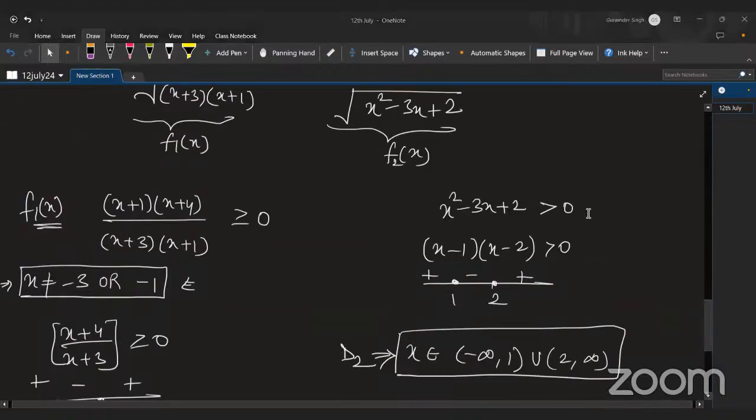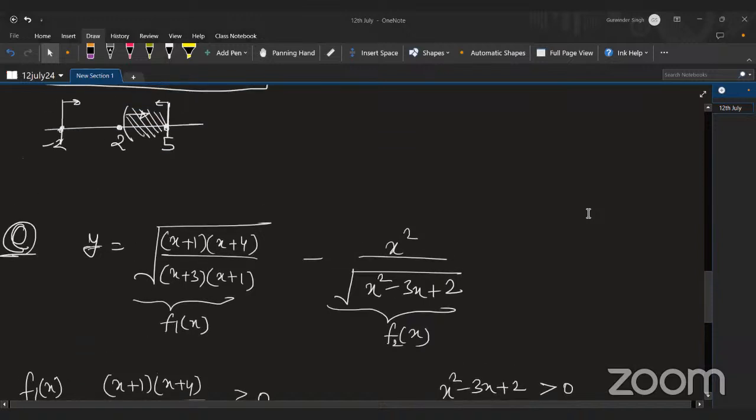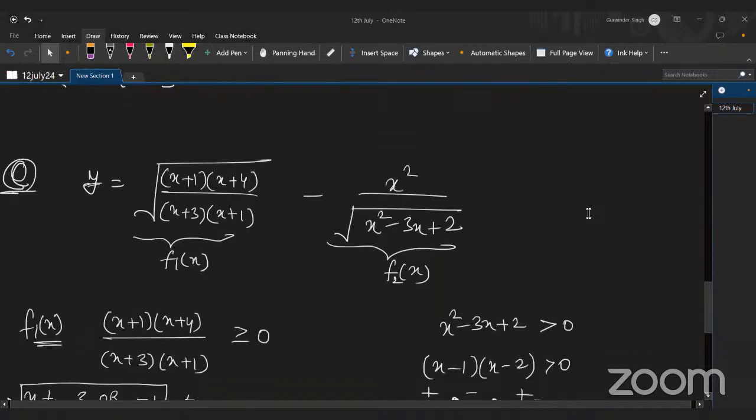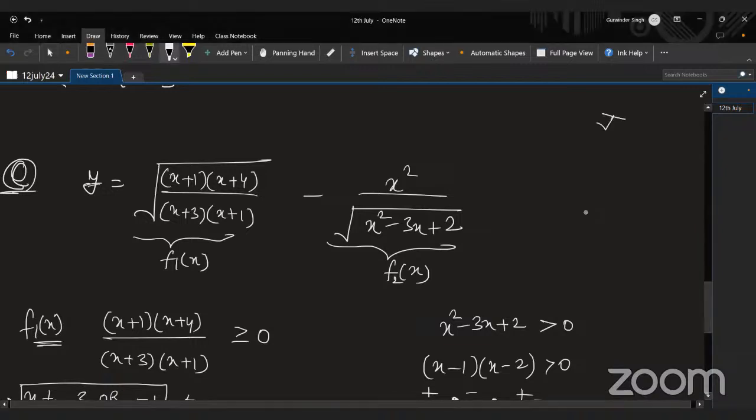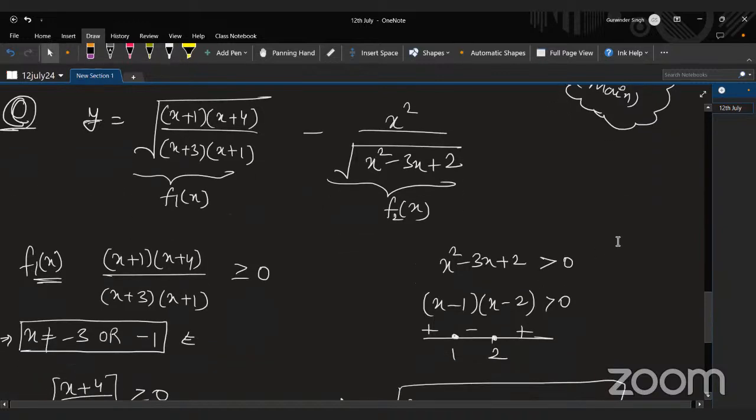Okay, so now I will just tell you, this is the type of problem they generally ask in JEE Main. I hope you have heard about this exam, no? Yes, sir. This is the typical level of any problem of domain that has been asked in JEE Main.